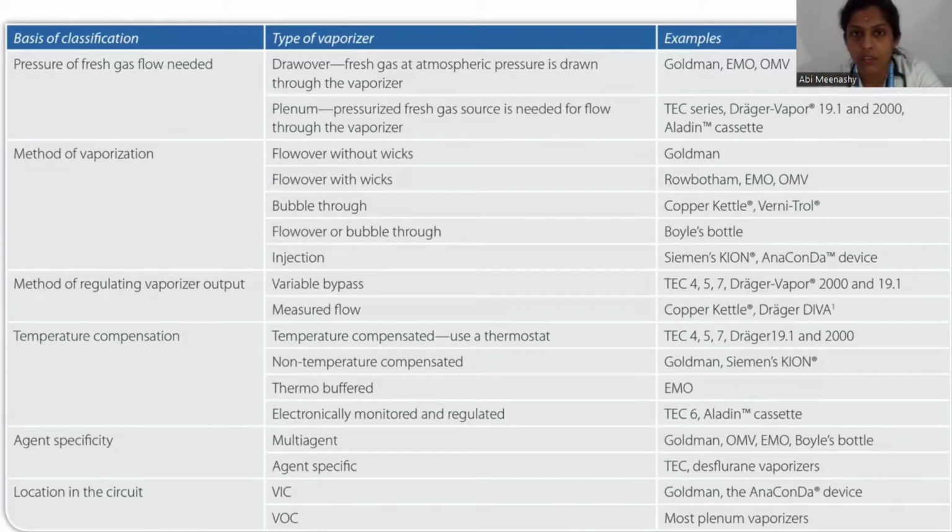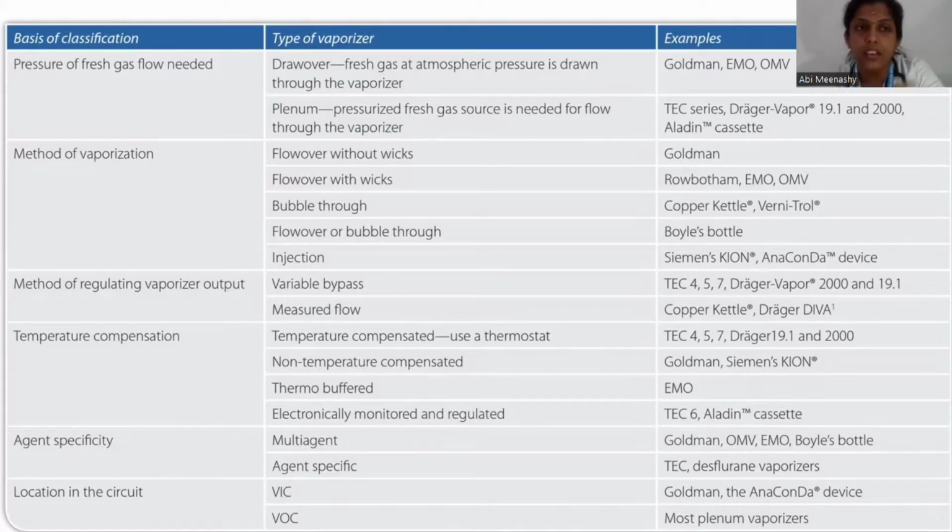All our modern vaporizers are plenum vaporizers. For draw over vaporizers, the examples are Goldman, EMO vaporizer and Oxford Macintosh vaporizer. All these are very old vaporizers. In plenum vaporizers, we can see Tec series, Drager or Aladdin Cassette. That's what we use today.